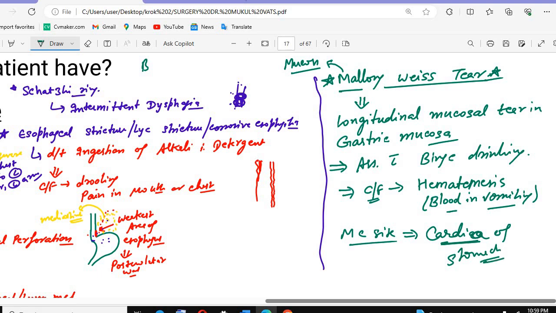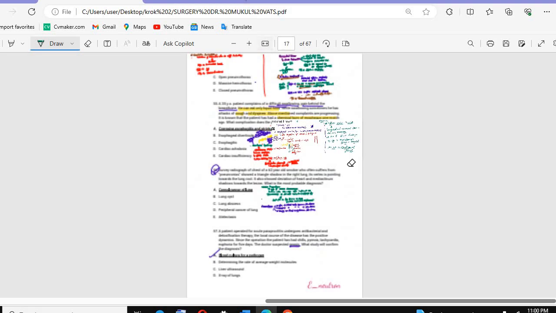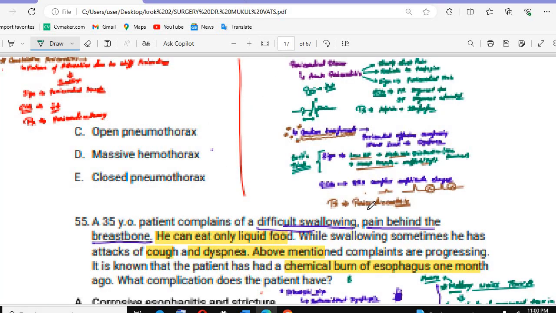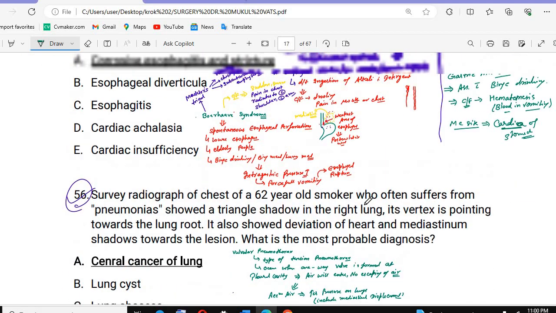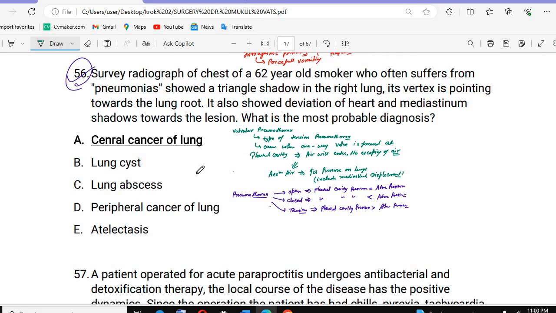Okay, the Mallory-Weiss tear, the longitudinal mucosal tear in the gastric mucosa, is associated with binge drinking. The clinical feature is hematemesis, blood in vomiting, and the most common site is the cardia of the stomach. Okay, is that clear? This is done, and after that we already did these questions. We discussed the difference between central and peripheral cancer.